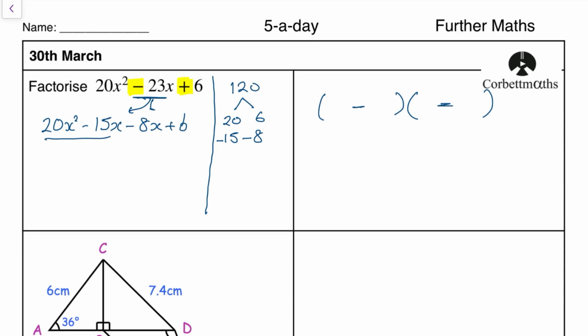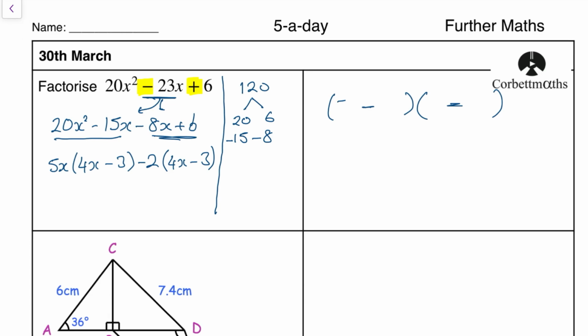Now, factorise the left-hand side, gives me 5x, 4x minus 3. And factorise the right-hand side, I've got to be careful with the negative here. So it's minus 2, and that leaves behind a 4x, and taking out a minus 2 gives me minus 3. These two things are the same, otherwise I've got a problem, so that's good. Which means my final answer is going to be 5x minus 2, 4x minus 3. Let me write that slightly neater: 5x minus 2 and 4x minus 3.